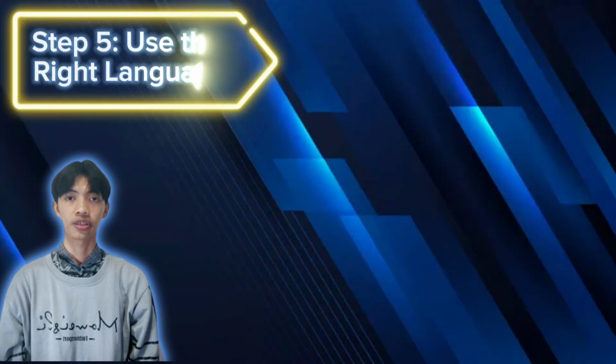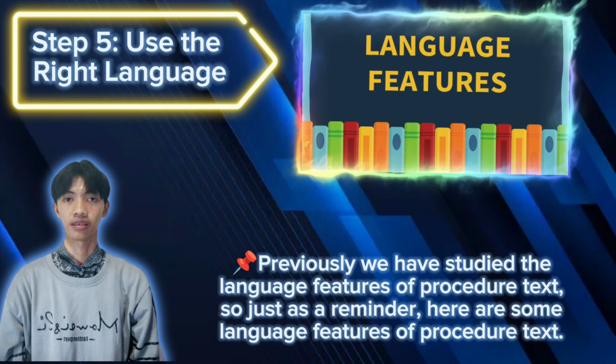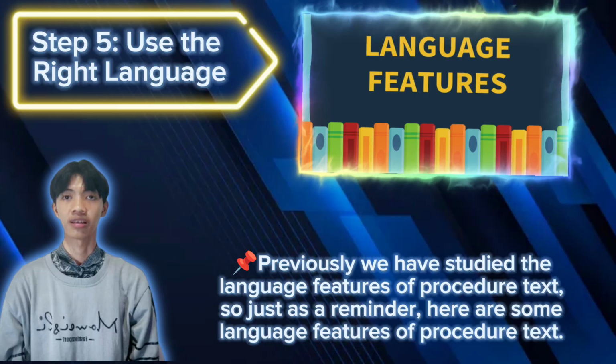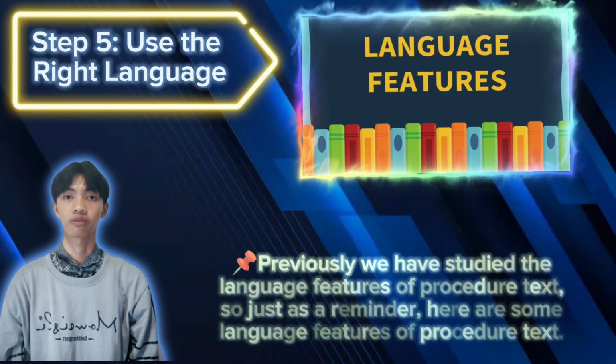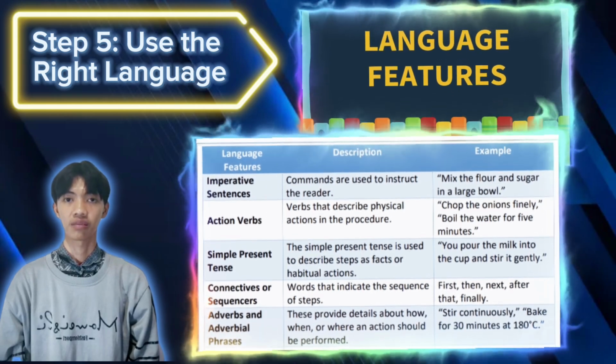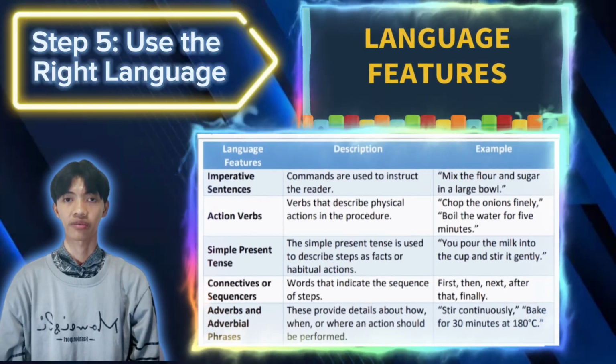Step 5. Use the right English. Previously, we have studied the language features of procedural text, so just as a reminder, here are some language features of procedural text: imperative sentences, action verbs, simple present tense, connector words, and adverbs.